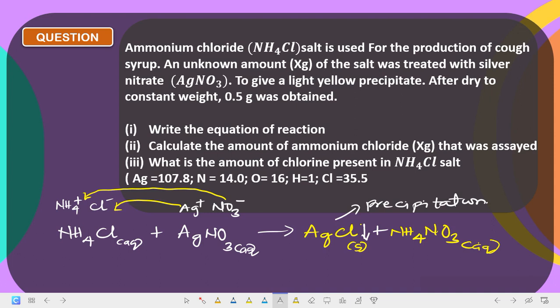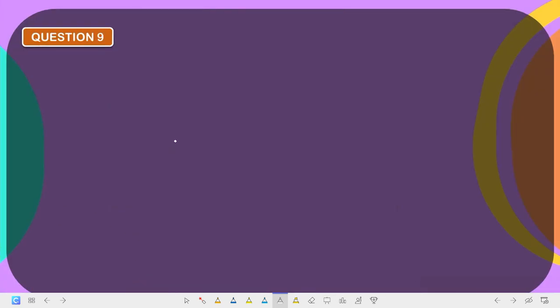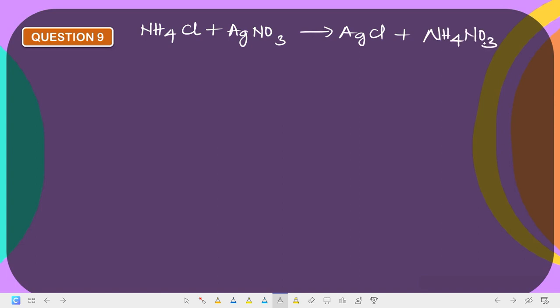Now, for us to calculate the amount of ammonium chloride that was assayed, let us go to a fresh sheet. You have the equation of reaction as ammonium chloride plus silver nitrate to give us silver chloride plus ammonium nitrate.